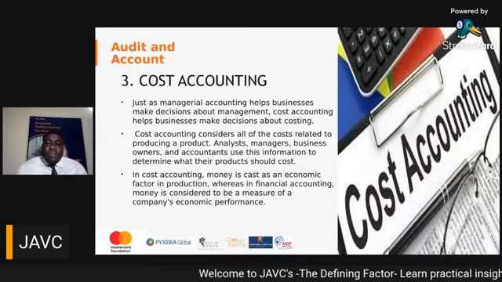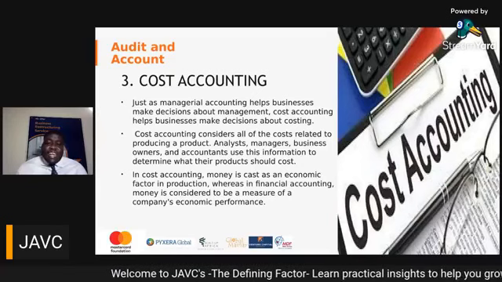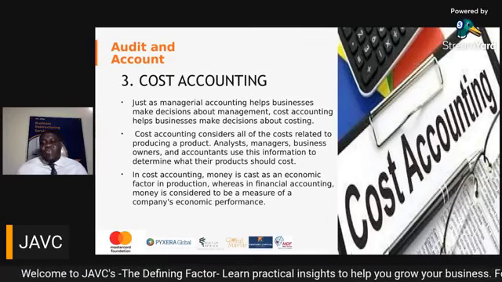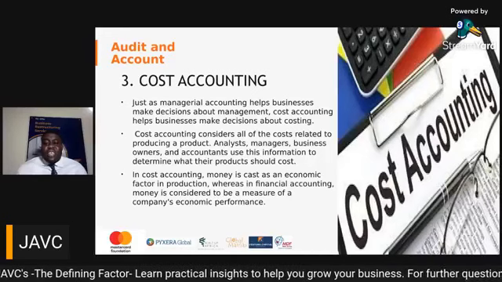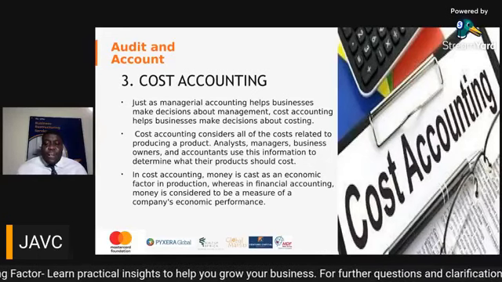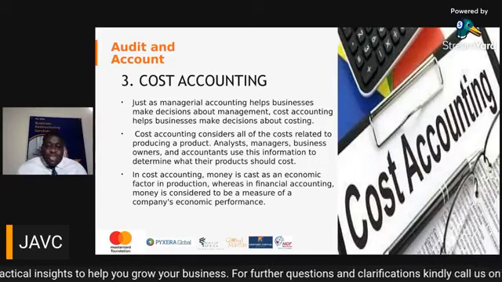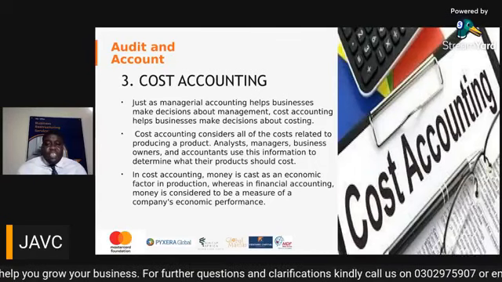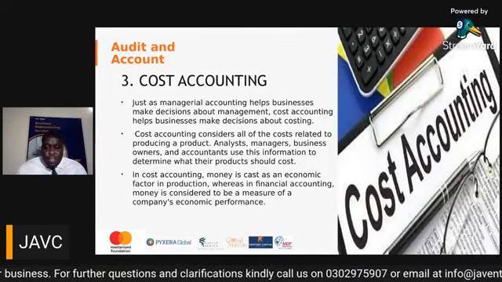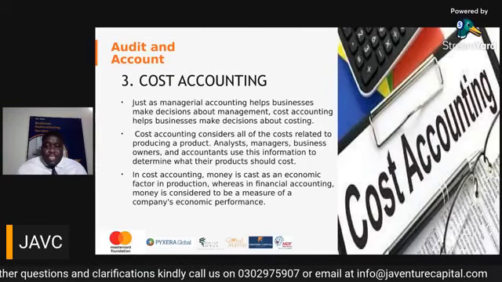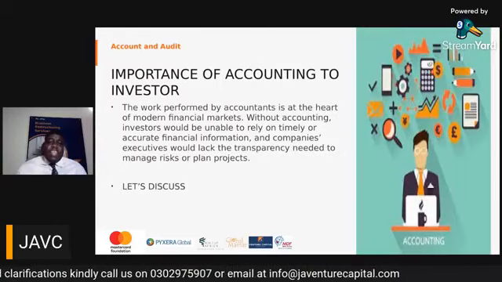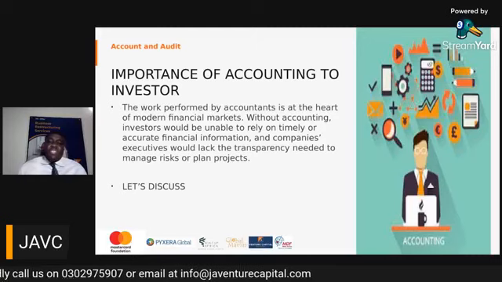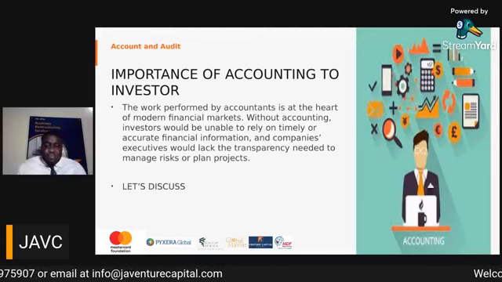In cost accounting, money is cast as an economic factor in production, whereas in financial accounting, money is considered to be a measure of a company's economic performance. That is basically cost accounting, used mostly in the production sector. Then look at the importance of accounting to the investor.